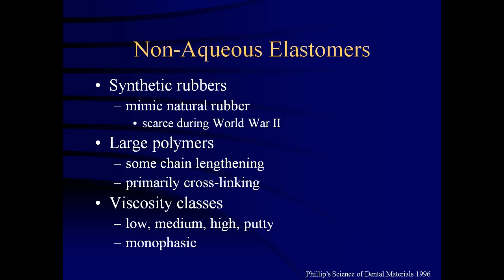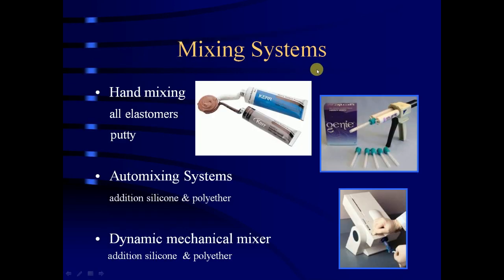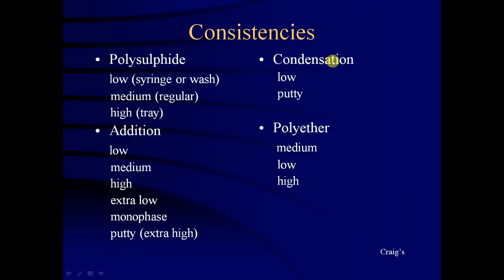Coming on to the non-aqueous elastomers. These are synthetic rubbers, large polymers, with viscosity classes. It includes high, medium, high putty, monophasic, etc. So consistencies: polysulfide comes with low, medium and high consistency. Addition silicone comes with low, medium, high, extra low, monophase, putty or extra high. Condensation silicone comes with low consistency and putty consistency. Polyethers come with medium, low and high.